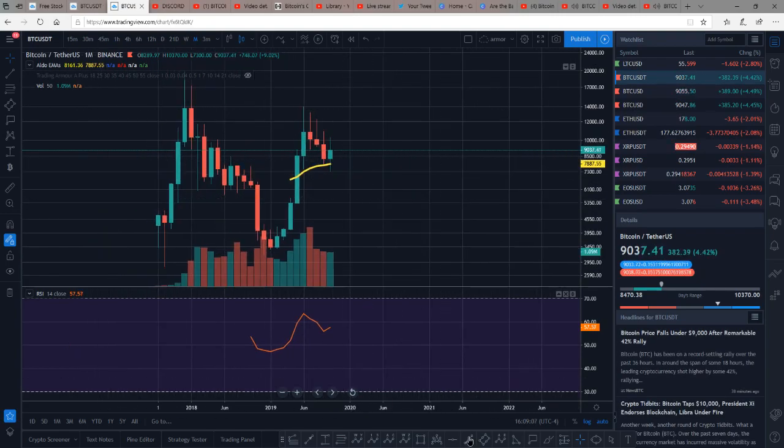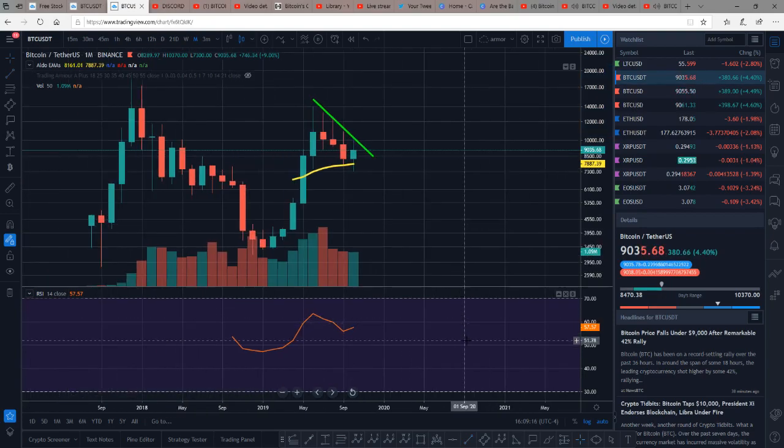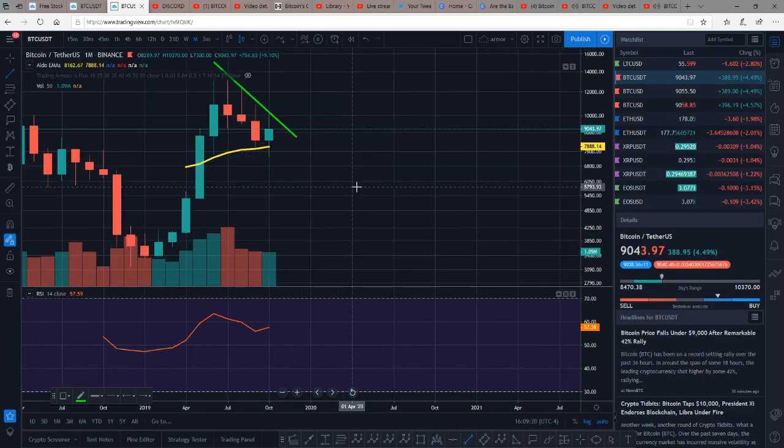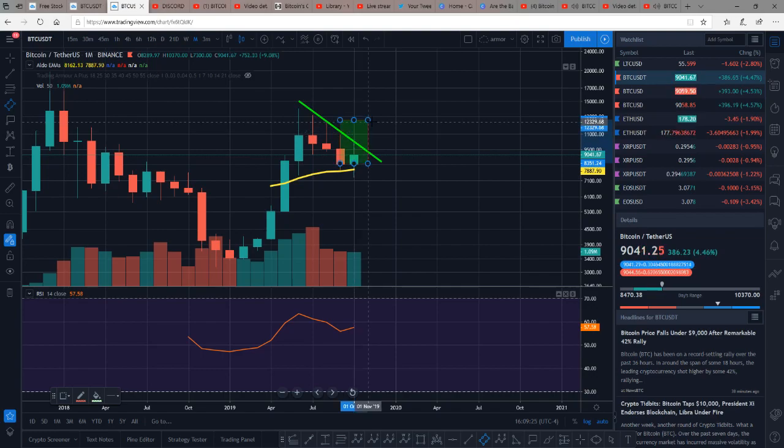$9K being our next bottom. Like I say, I'm 60 to 65% bearish. It is my own personal opinion, so our two opinions don't have to align. We're still making lower highs on the monthly chart.